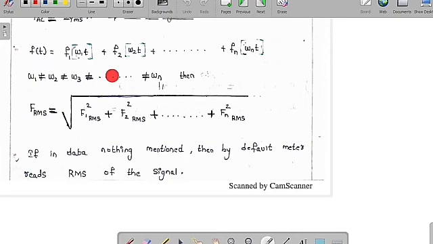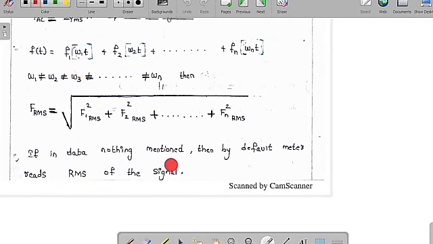Suppose f of t is a function made of many signals of different frequencies. The condition is that all these frequencies should not be the same; they are all different. Then the RMS value of f is equal to the square root of the sum of the squares of the RMS of each signal: f RMS equals root of f1 RMS squared plus f2 RMS squared and so on. The only condition is that all these signals have different frequencies.